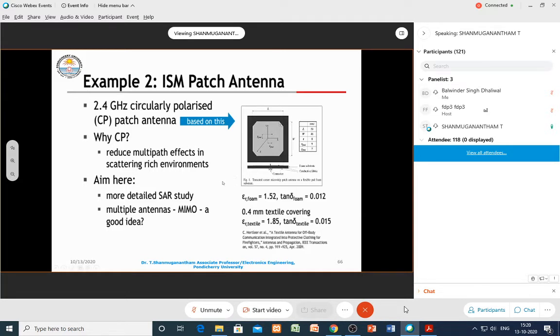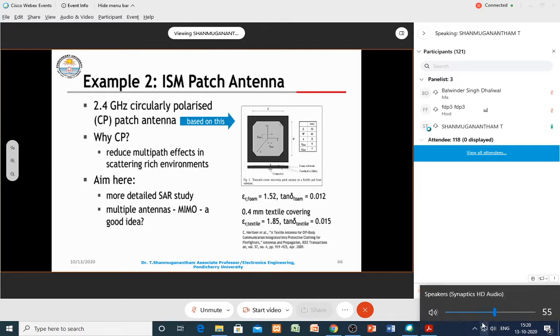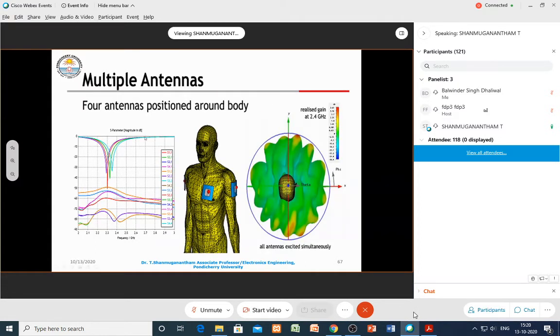And here the SAR study is particularly for multiple antennas, the MIMO, as well as to reduce the mutual coupling effects. Here you can see four antennas are positioned around the body. Two are on the two arms, and then the chest, as well as the human head, on top of the head. So four antennas are mounted on the human body. And the performance was analyzed for S11.